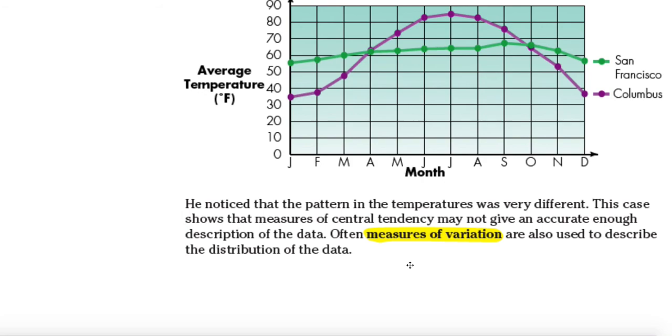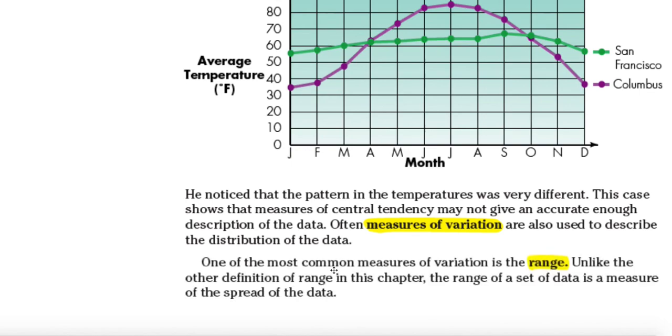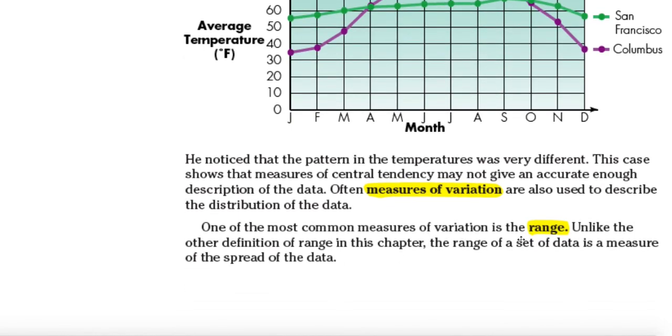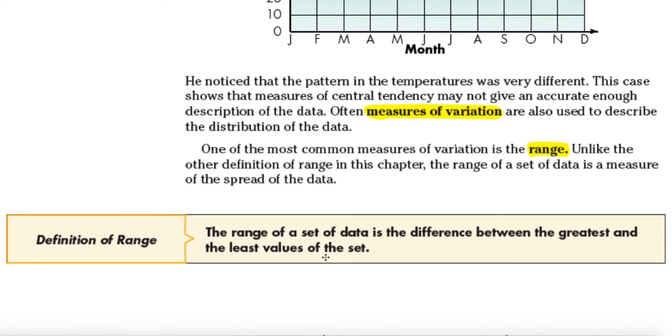So he wanted to use another method aside from the measures of central tendency. He wanted to use measures of variation, another way to analyze the distribution of data. Okay, so one of the most common measures of variation is what we call the range. Unlike the other definition of range in this chapter, the range of a set of data is a measure of the spread of data. So let's define range. The range of a set of data is the difference between the greatest and the least values of the set.